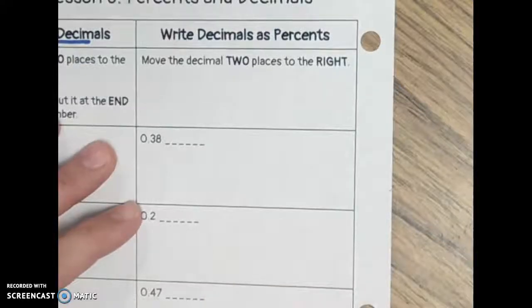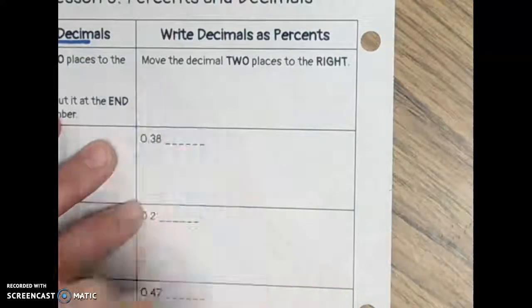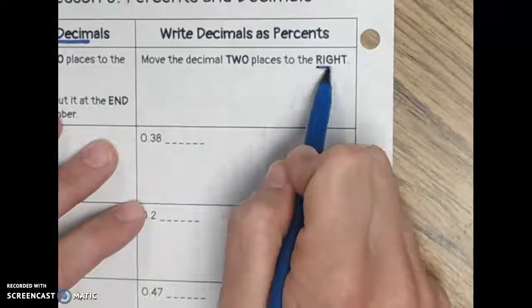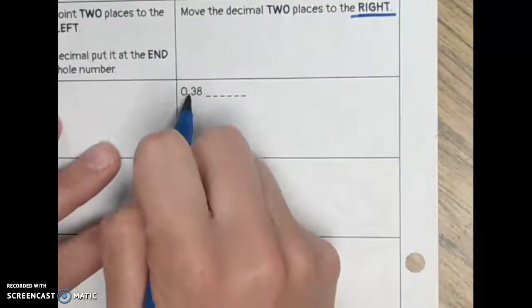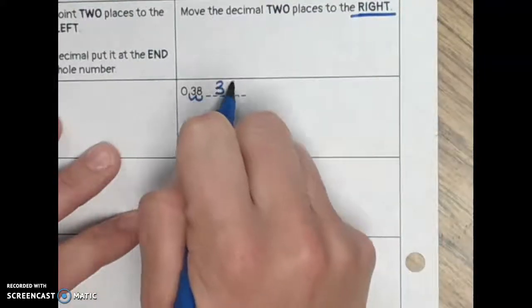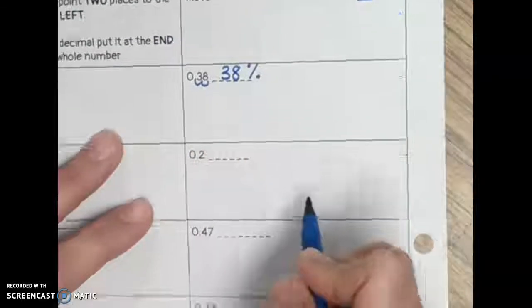Now, on the other side, we're going to do the opposite. We're going to take a decimal, and we're going to put it as a percent. So this time, we're going to move the decimal 2 places to the right. So the decimal's in there. We go 1, 2. 38, put a percent sign.